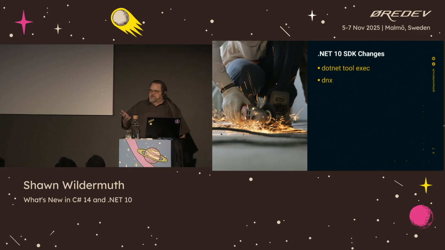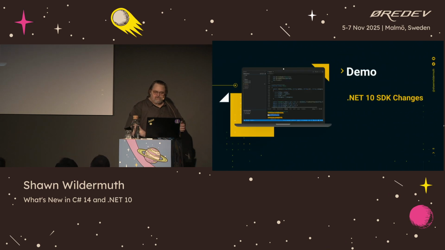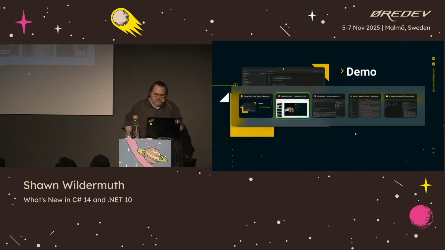DNX is the short version of this because they can't help but copy themselves from Node. They've also introduced noun first aliases, which I'll show you. Oh, yeah, those are the 3. So the SDK changes.